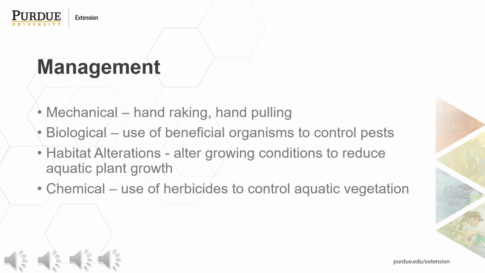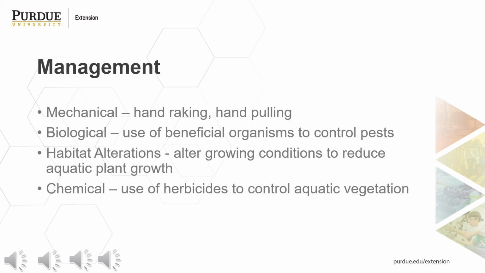Habitat alterations alter growing conditions to reduce aquatic plant growth. The primary targets of habitat alterations are nutrients, primarily nitrogen and phosphorus, and light. Adding aluminum sulfate or aerating a body of water can help reduce phosphorus concentrations.